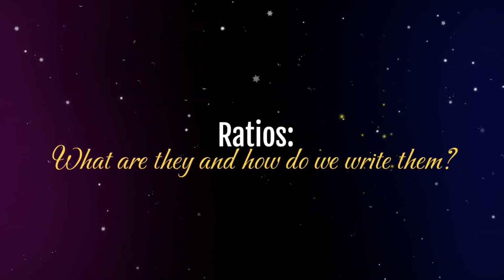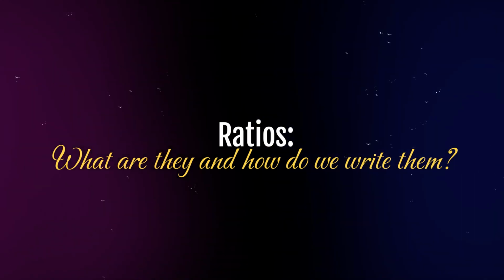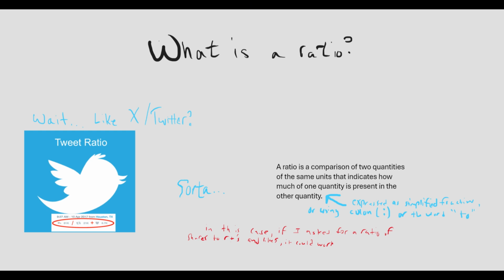Today we're going to be talking about ratio and proportion. You might be wondering, what is a ratio? How do we write them? And you may hear the word ratio and think, wait, like on X or Twitter when you say somebody got ratioed? And, well, yeah, sort of. In math terms, a ratio is a comparison of two quantities of the same units that indicates how much of one is present in the other. It can be expressed as a simplified fraction, using a colon, or using the word "to."